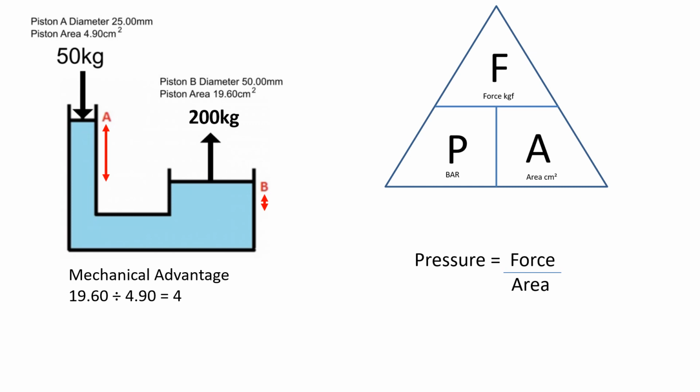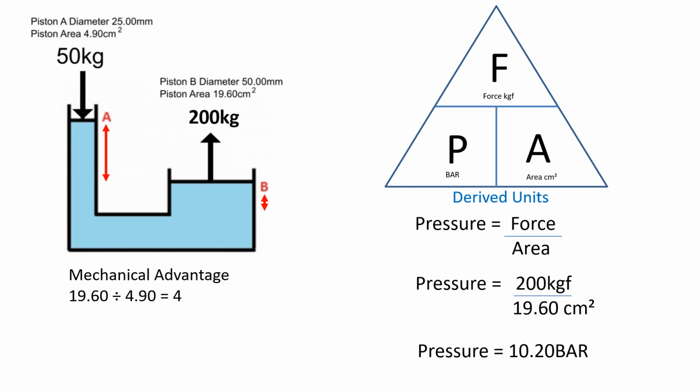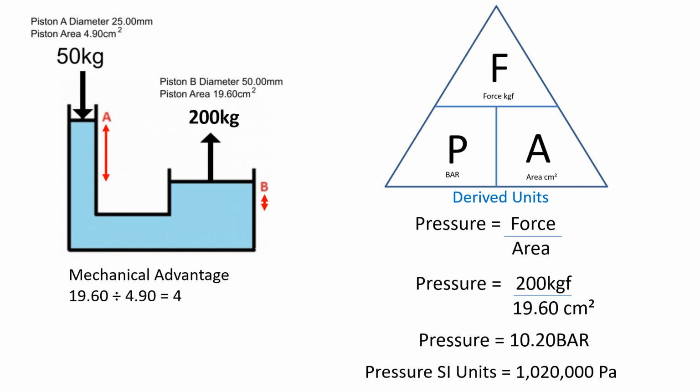Let's look at the pressure exerted on the large piston. Let's use our force pressure area triangle, and let's make pressure the subject of the formula. Pressure equals force divided by area, so pressure equals 200 kilograms of force divided by the surface area of the large piston gives us a pressure of 10.2 bar. If you need that in SI units, that's about 1,000,000 pascals, or 1 megapascal.